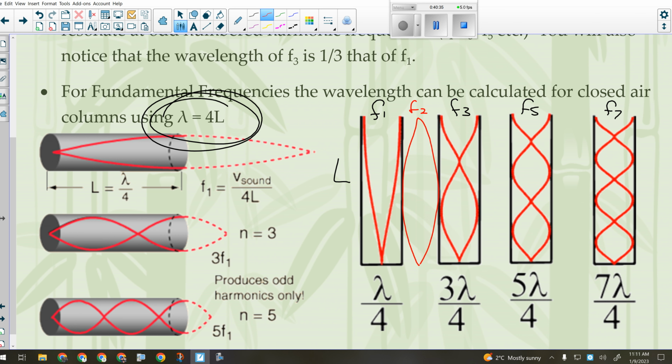So closed air columns can only resonate at odd harmonic frequencies. That means that their musical range is shorter, smaller. They can't produce as many notes as an open air column, which is why more of our wind instruments are open air columns. They produce a wider range of sound because they can resonate at all of the frequencies. All right, everybody okay with that setup there?